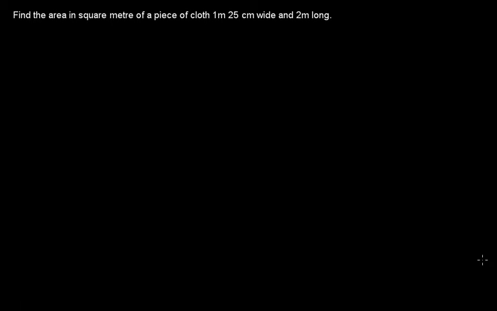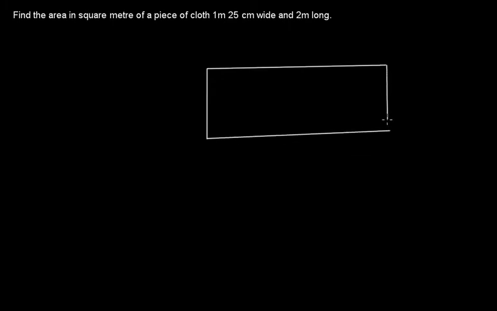We have one more word problem, and that is: find the area in square meter of a piece of cloth 1 meter 25 centimeter wide and 2 meter long. Now clearly, since the length and breadth are different, it is a rectangle for sure. And you have 2 meter as the length of this rectangle, and the width is 1 meter 25 centimeter. So let's say this is 2 meter and this is 1 meter and 25 centimeter.